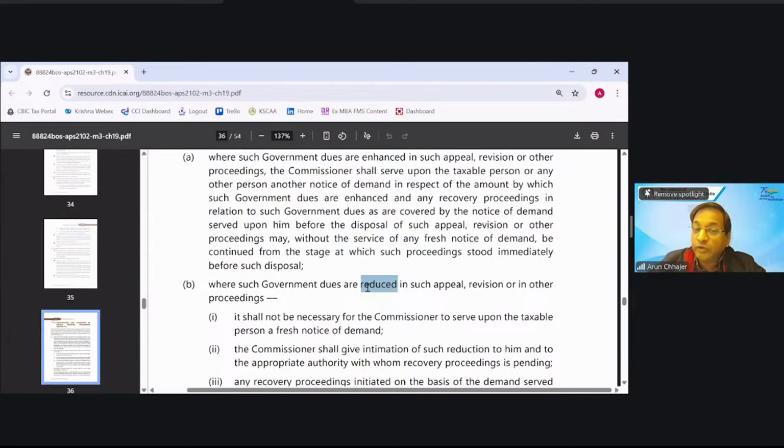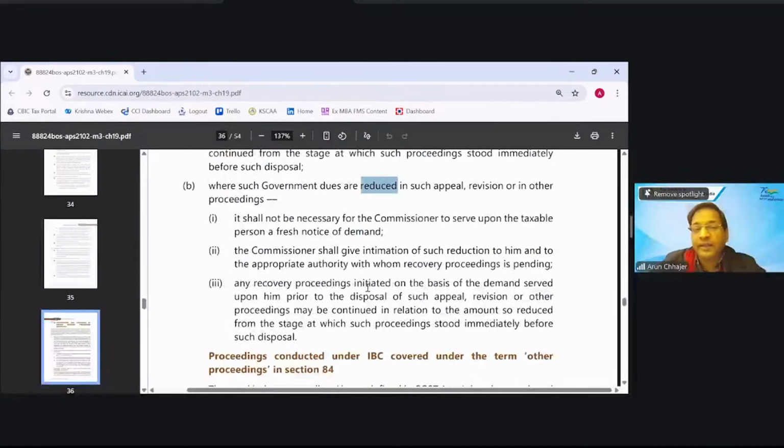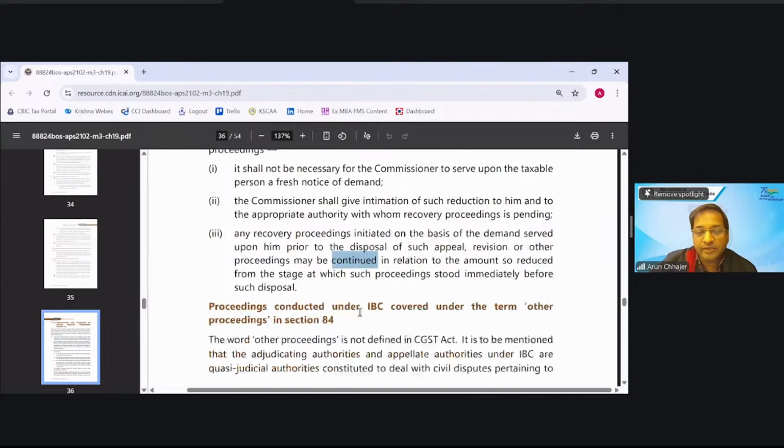Where the government dues are reduced, अब ऊपर क्या था? इंक्रीज हो गया. अगर रिड्यूस हो गया तो क्या होगा? It shall not be necessary for the commissioner to serve a fresh notice. पहली बात. दूसरा, the commissioner shall give the intimation of the reduction to the appropriate authority जिसके पास भी वो recovery proceeding pending है. Any recovery which is initiated on the basis of the initial demand may be continued, but वो reduced amount से continue रहेगी.